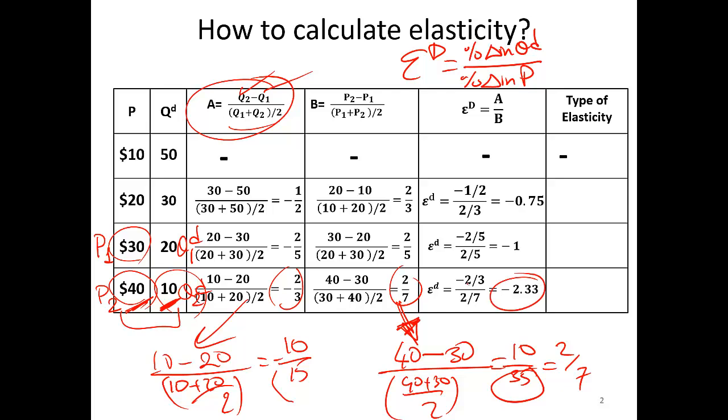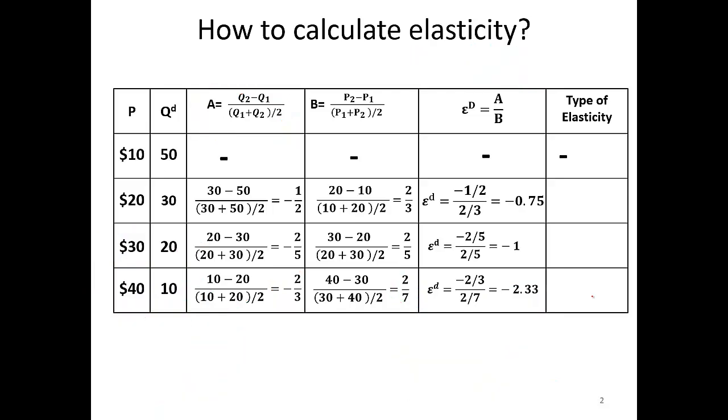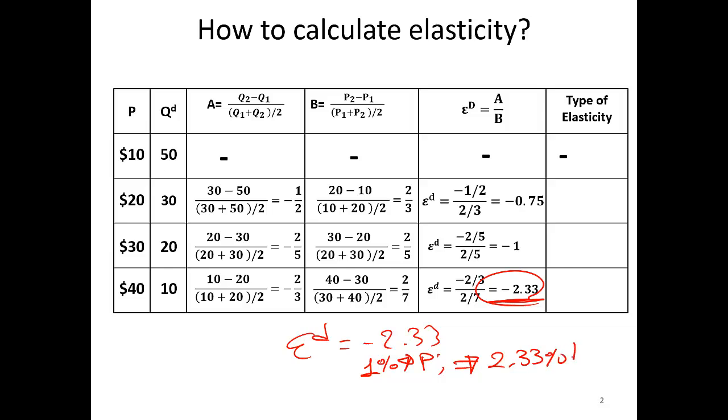Okay, very interesting. Let me clear all the ink marks. So when you find price elasticity of demand negative 2.33, this means a 1% increase in price causes a 2.33% decrease in quantity demanded. Whoa, so the response is greater than the initial increase in price. We call this elastic or responsive.